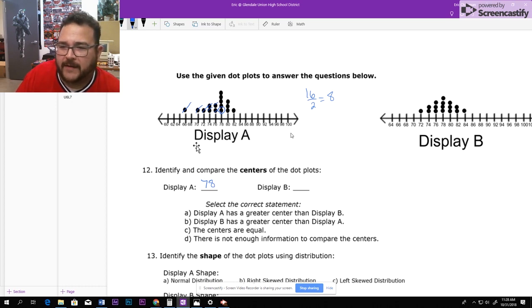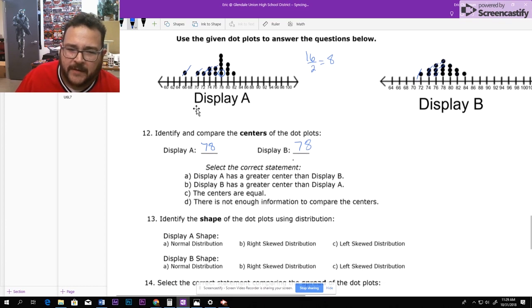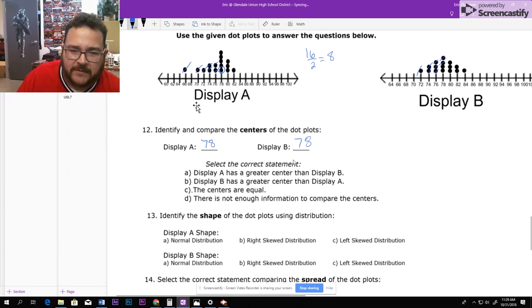Okay, let's talk about this one. This is going to be 16. Let's find out. 1, 2, 3, 4, 5, 6, 7, 8, 9, 10, 11, 12, 13, 14, 15, 16. So it's also 16, so we need to count off 8. So 1, 2, 3, 5, 6, 7, 8. Okay, so our display is also 78. So what do we know? The centers are equal. 78, 78.